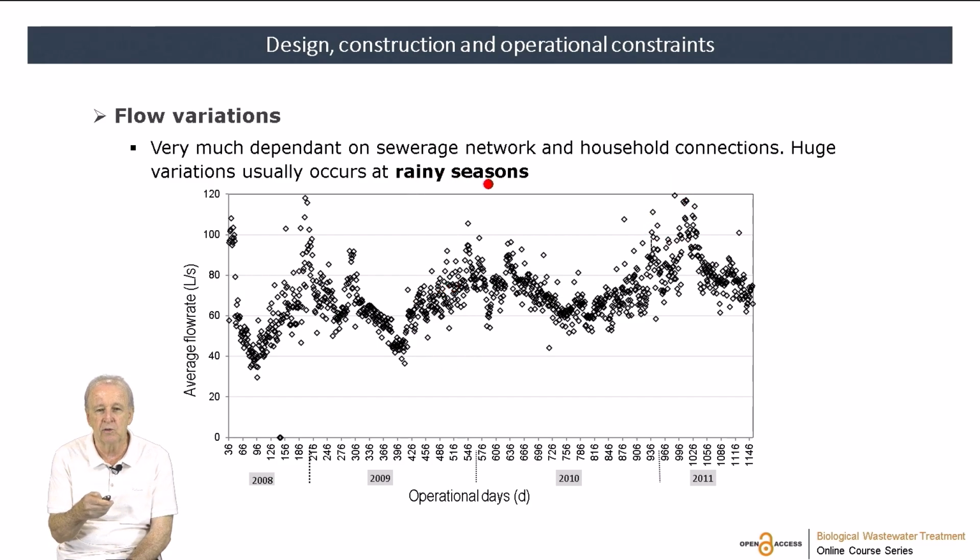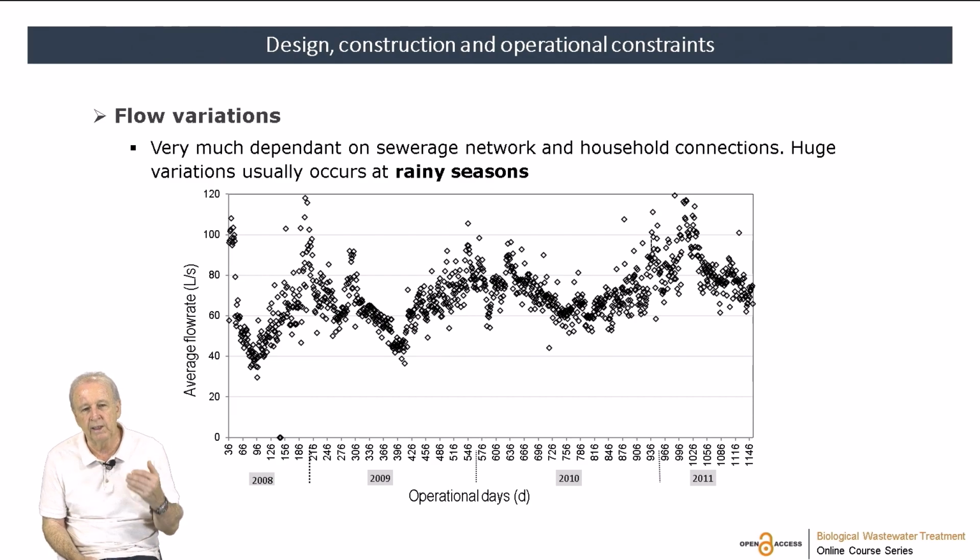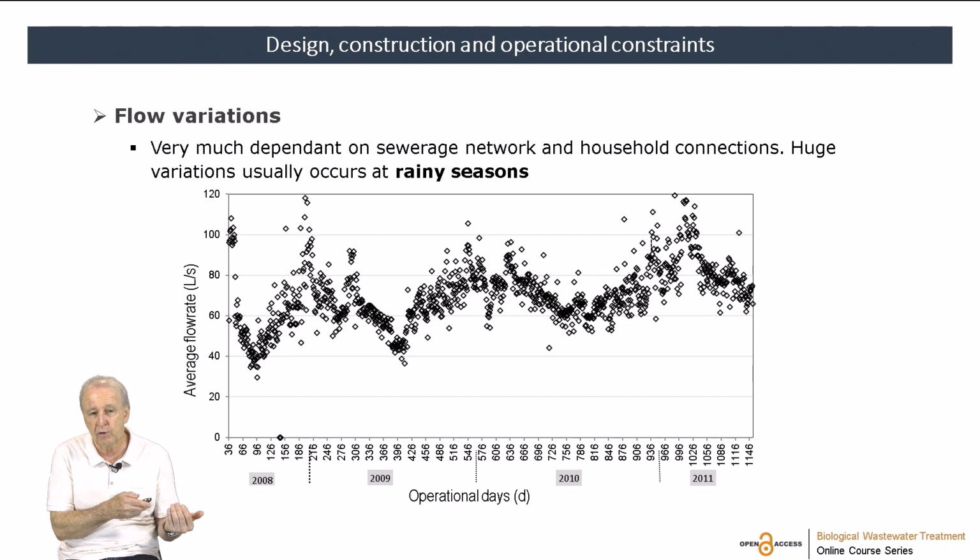So rainy seasons can increase the flow significantly, and the design should take care of this. It means that the preliminary treatment unit before the anaerobic reactor should have one overflow structure to avoid that this extra flow goes to the treatment plant itself.